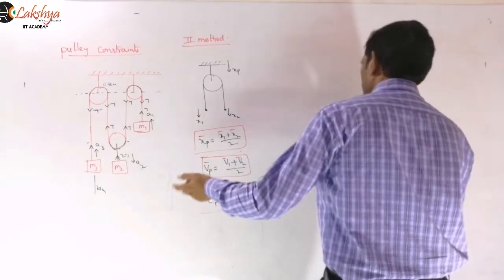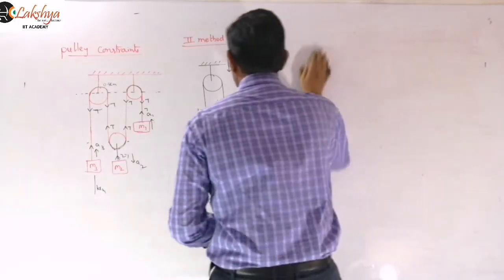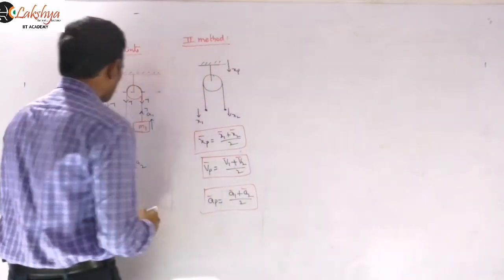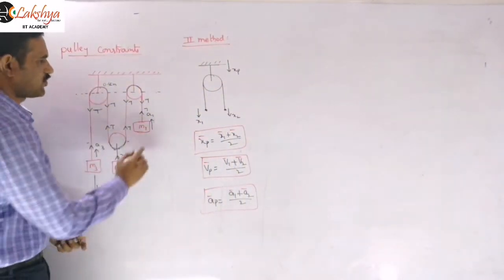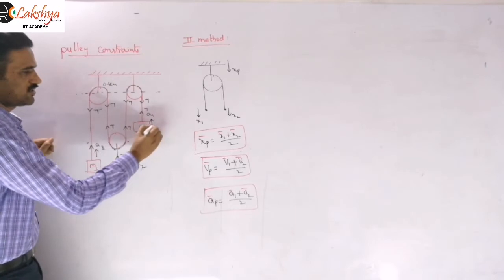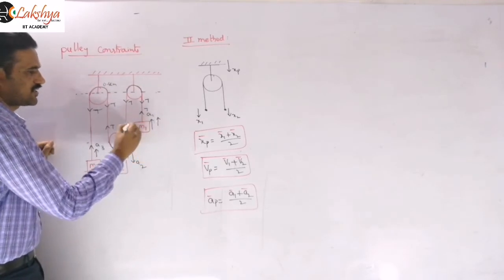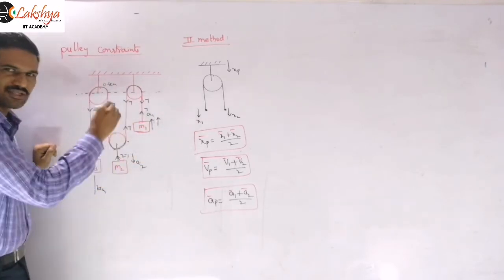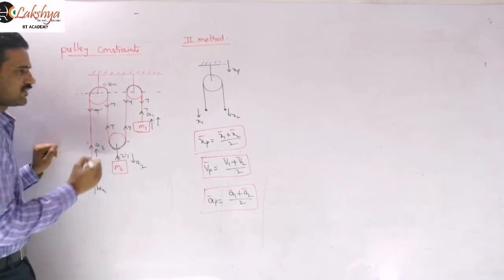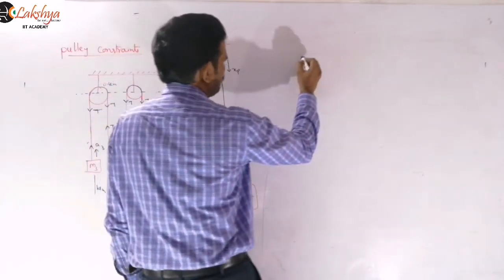So let us assume some displacements here. Now I am assuming that the displacement of this block is x1 in the upward direction. So if this displacement is x1, you will get this x1 in the downward direction. That means for our pulley.